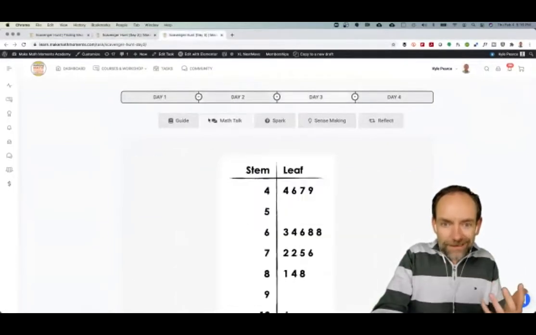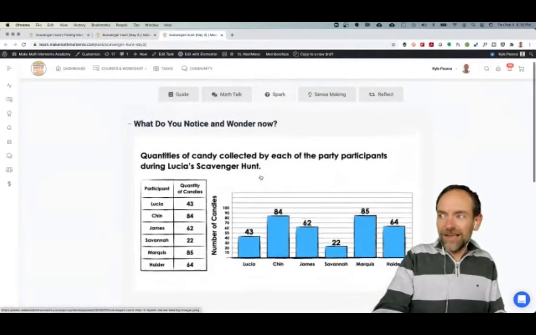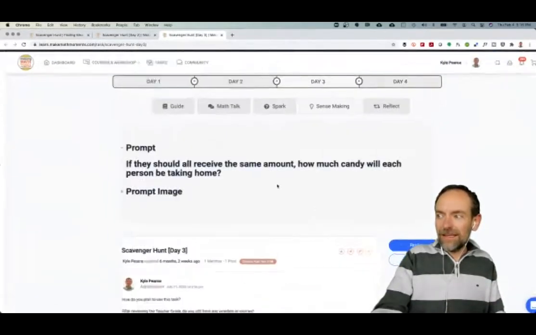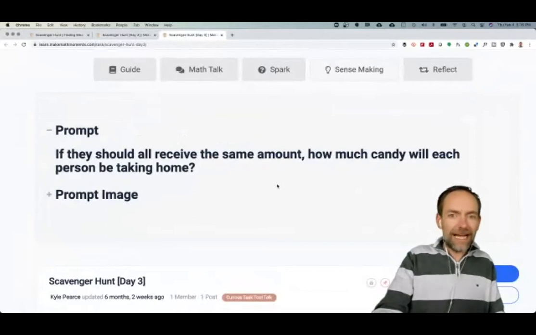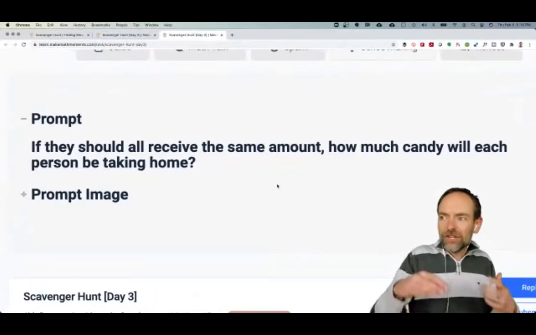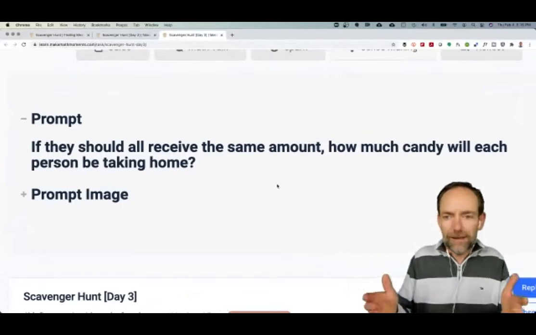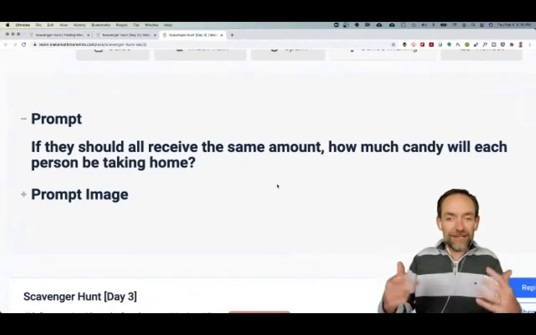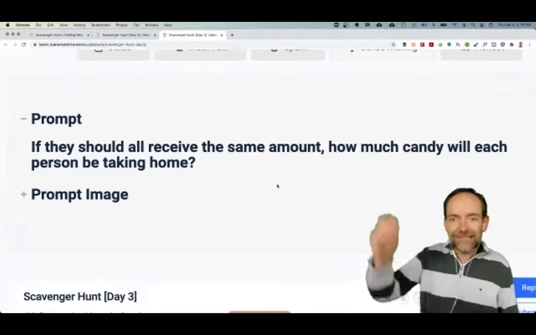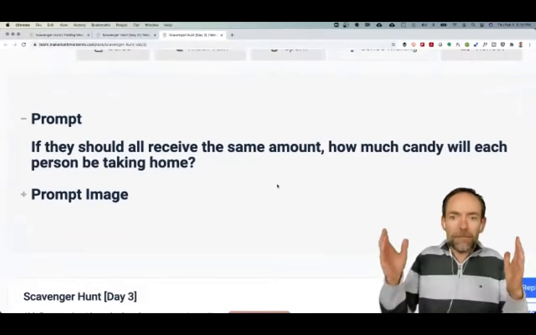But day 3 is even better, because in day 3, we ask the students what they notice and wonder now. And this is the part that I think is so great and really ties things together for data management. We ask the students, if they should all receive the same amount, imagine you're at the birthday party, you do this scavenger hunt. Maybe somebody in the chat's brave enough to share that they've done this for their own child or someone in their family. And then you're at a party where one student has 80 candies and another child has 20 candies. There's going to be a problem, right?